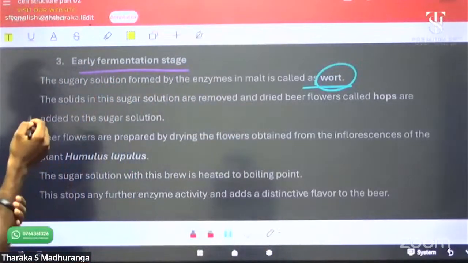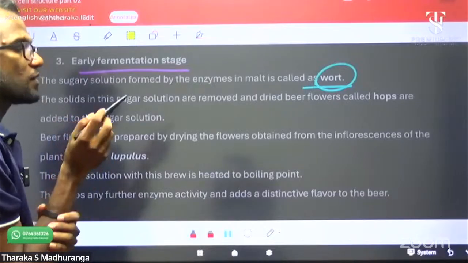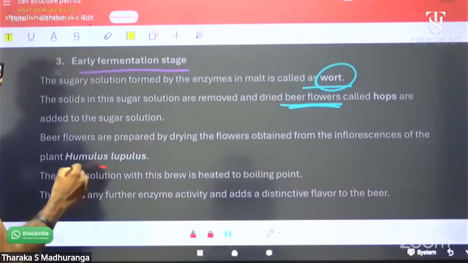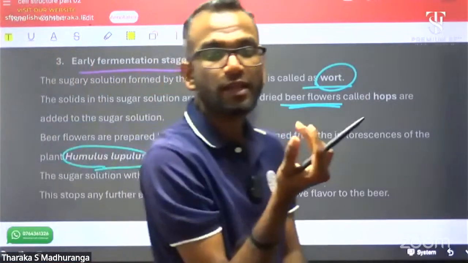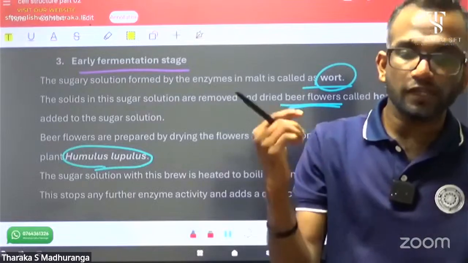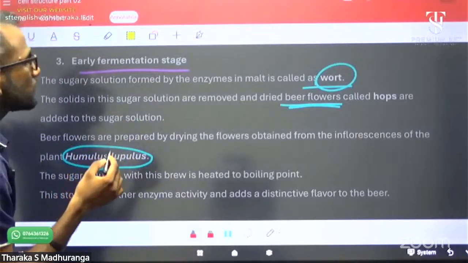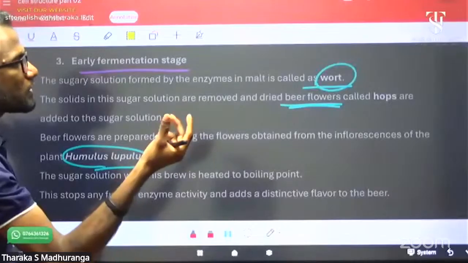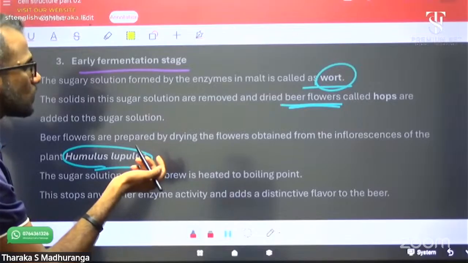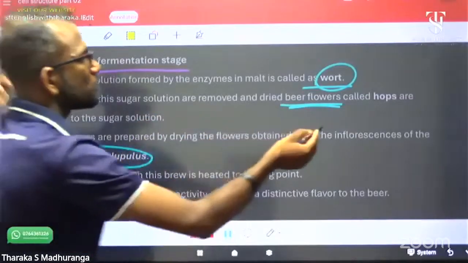The solids in this sugar solution are removed and dry beer flowers are added. Beer flowers come from a plant, Humulus lupulus, the beer plant. The flower inflorescence of this Humulus lupulus plant, when dried, we call hops.